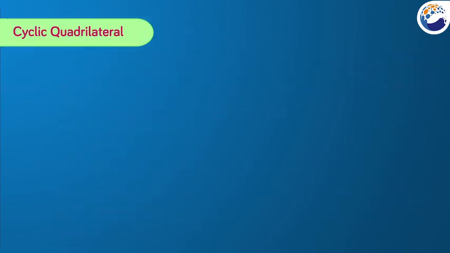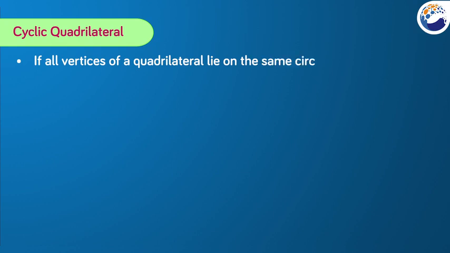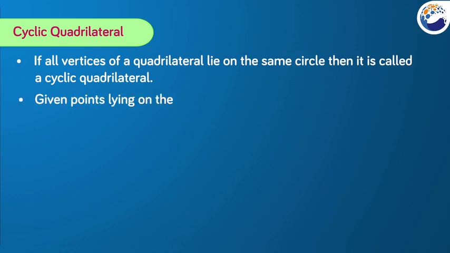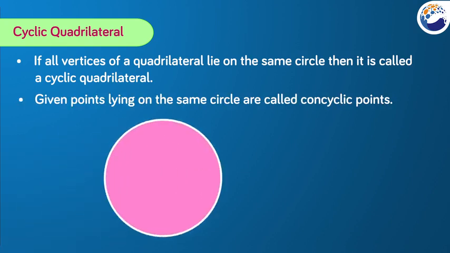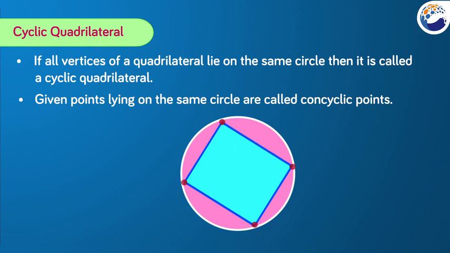Cyclic quadrilateral. If all vertices of a quadrilateral lie on the same circle, then it is called a cyclic quadrilateral. Given points lying on the same circle are called concyclic points.